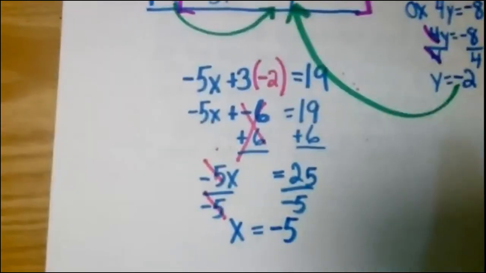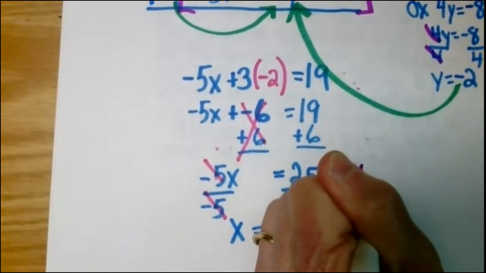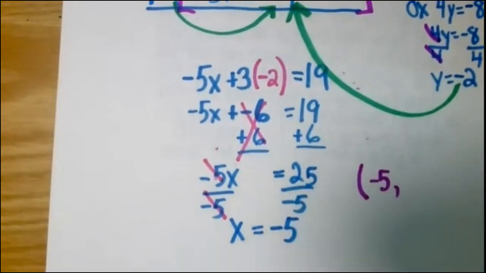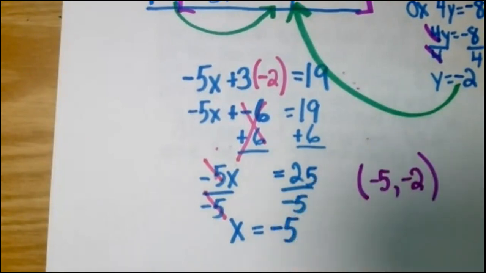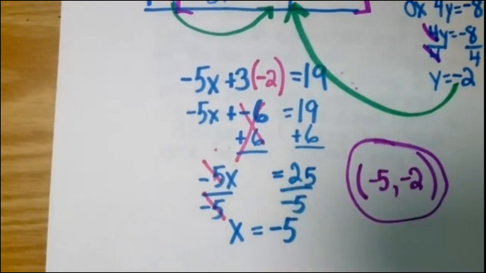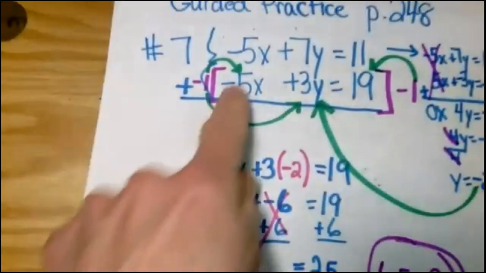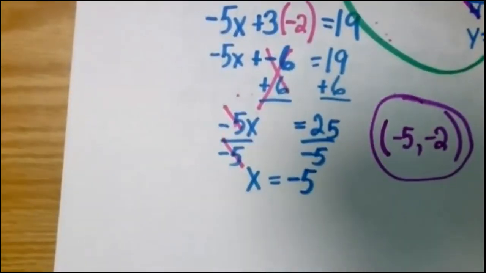So now you have your x and your y value that makes the equation true for both. So our answer then is, be careful, -5 is the x, that comes first. -2 is the y, that comes second. So the answer is that. If you plug those x and y value back into the original equations, you should get a true statement for both. That's your check.